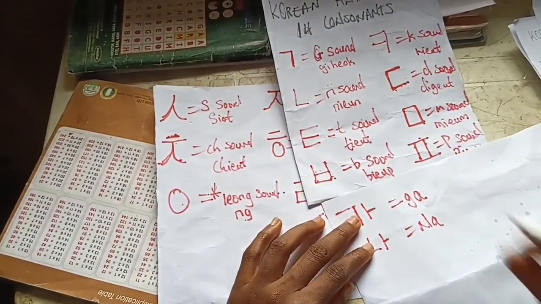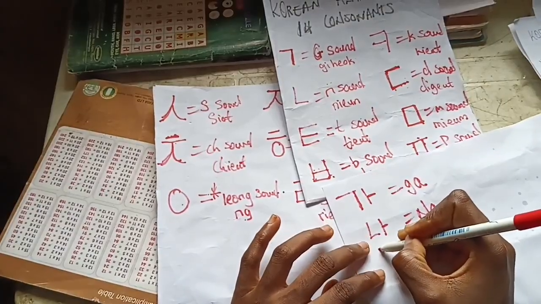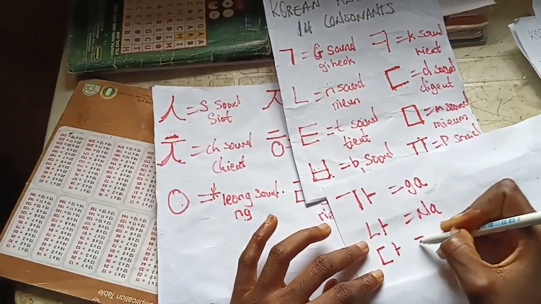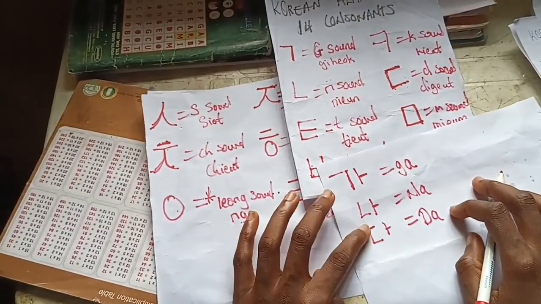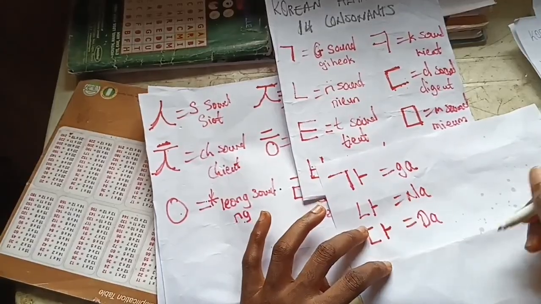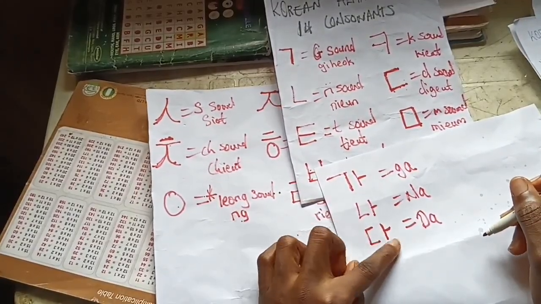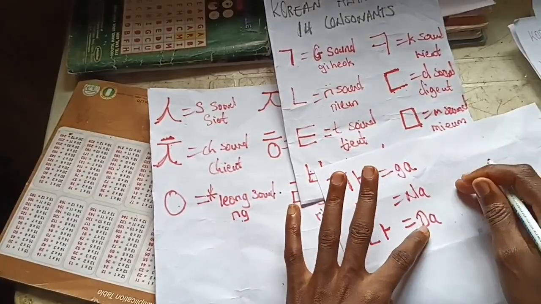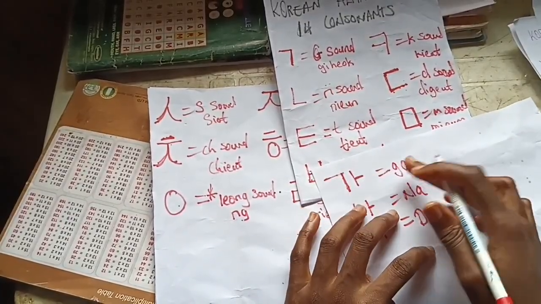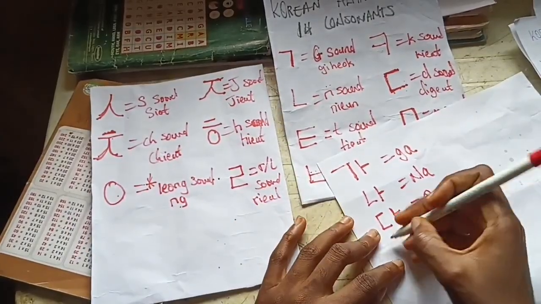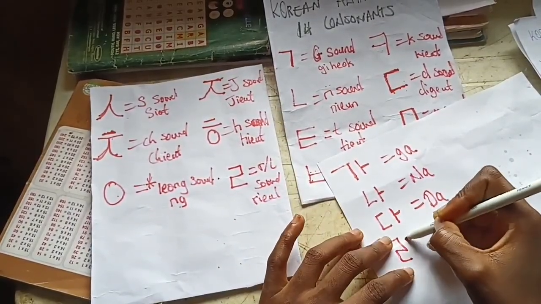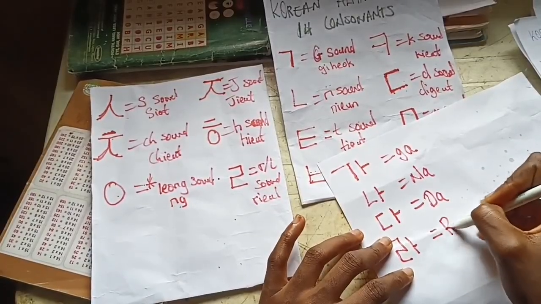And then the next one we have is da, D and A. And we have da, ga, na, da, ga, na, da. Then we have the R plus A, and it gives you ra.